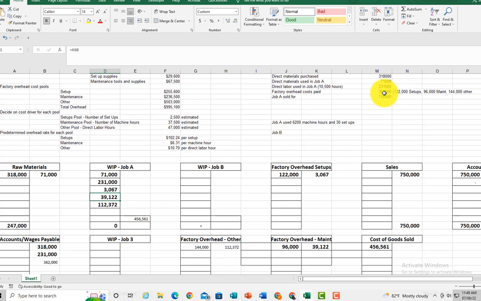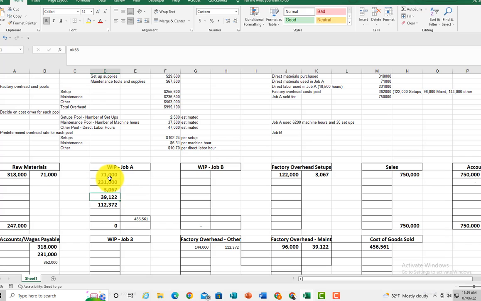So instead of just one 362 like we did before, we're going to break it into 122, 96, and 144 and put it in their respective accounts. And when I allocate it, I'm going to credit that particular account to make it go into job A. Again, you can just do it all in one factory overhead account. Many companies do, but I think it's easier to see and analyze if you break it into different accounts as well.